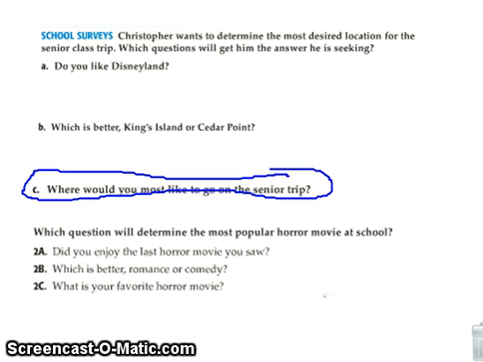Which question will determine the most popular horror movie at school? Obviously, asking if you enjoyed the horror movie isn't necessarily going to tell you the most popular. Definitely talking about romance or comedy isn't going to help us. But just giving a very general, what is your favorite horror movie, is going to put us in the right direction.